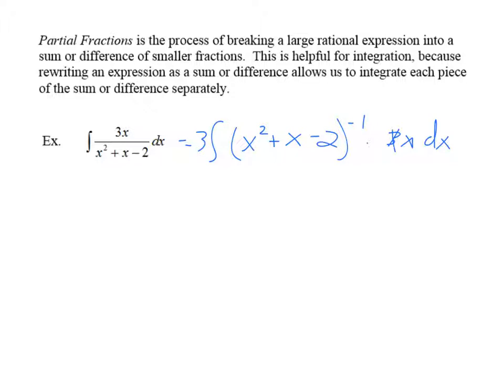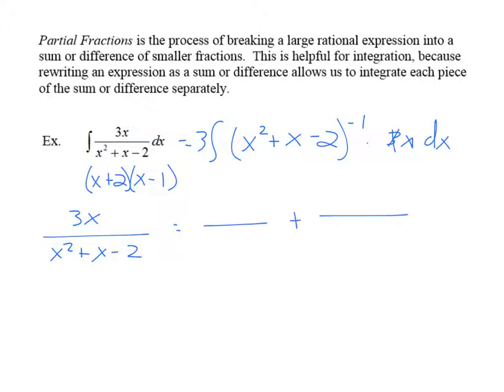and you can do this as long as the denominator is factorable. So if we take a look at this denominator, we would have x and x, looks like a plus 2 and a minus 1. All right, so that means that we could rewrite this fraction, 3x over x squared plus x minus 2, as a sum of two fractions where one of the denominators is x plus 2 and the other denominator is x minus 1. Now we're not sure what the numerators are, so we're just going to call them capital A and capital B.